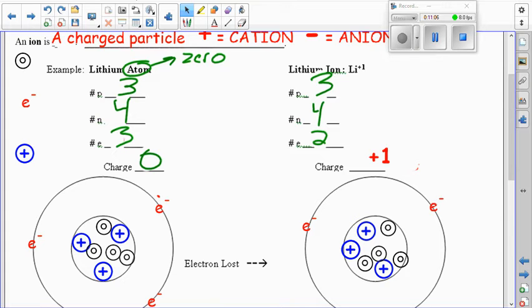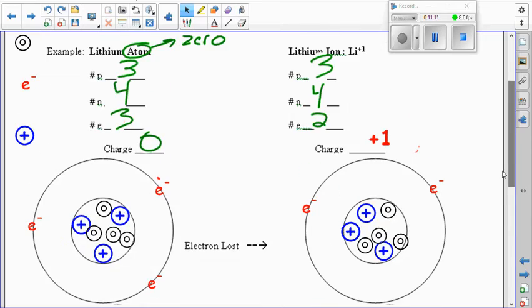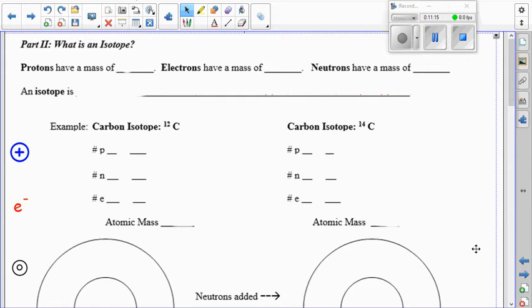There's a little bit more difficult problem down here with fluorine. You can try that later if you would like. I'm going to go ahead and move on, so I want to let you guys work independently here shortly. Okay, so the first page focused on ions. The second page is going to focus on isotopes. Isotopes.